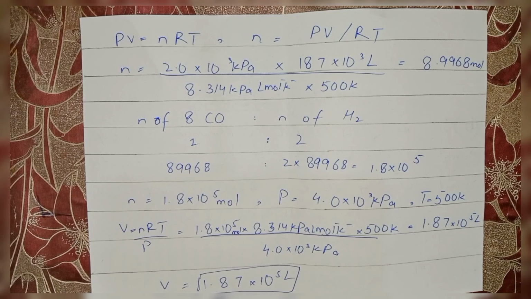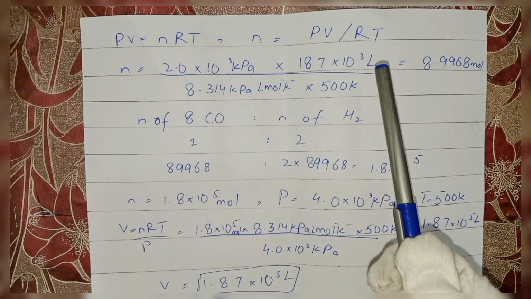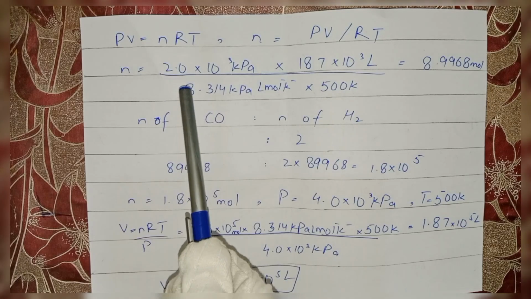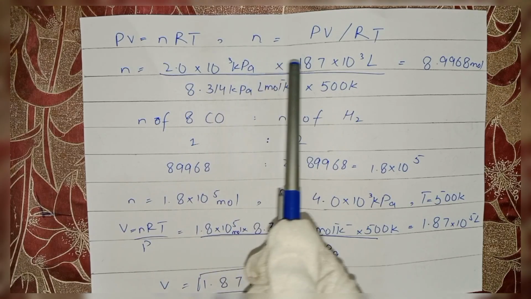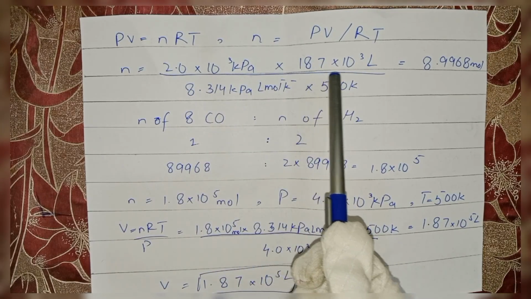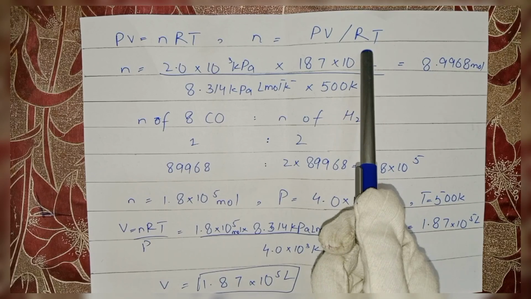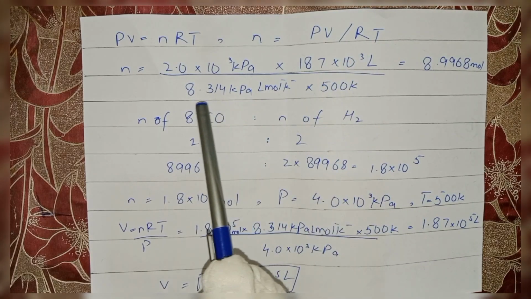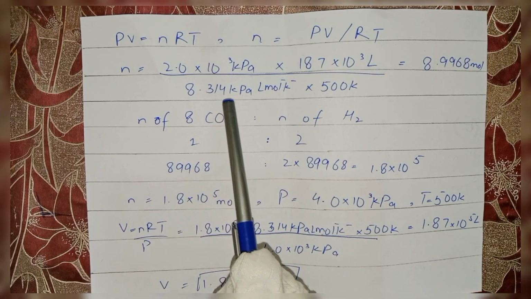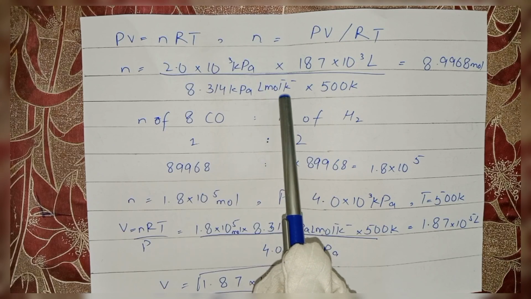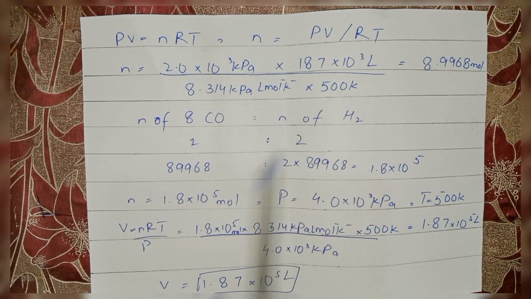We know that PV is equal to nRT, and n is equal to PV over RT. Where pressure is 2.0 into 10 raised to power 3 kilopascal, volume is 187 into 10 raised to power 3 liters, and the universal gas constant that we use is 8.314 kilopascal liter per mole per Kelvin. And the temperature is 500 Kelvin.